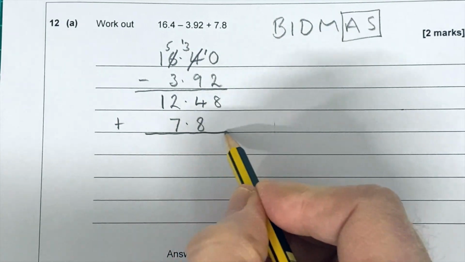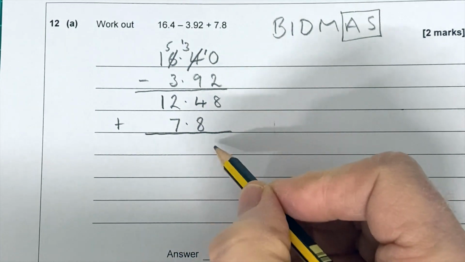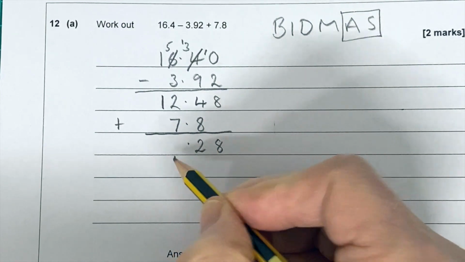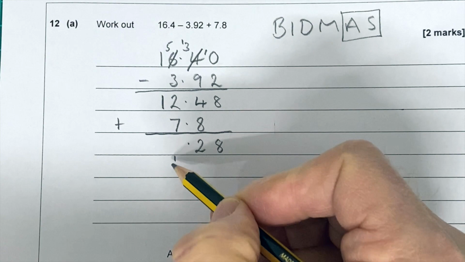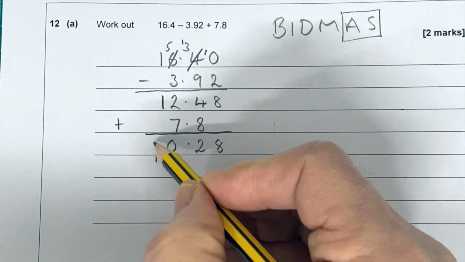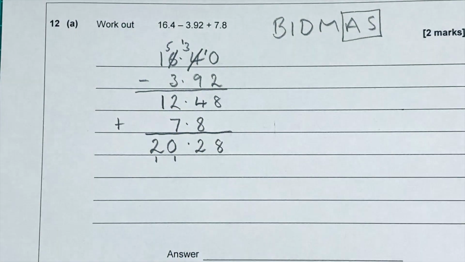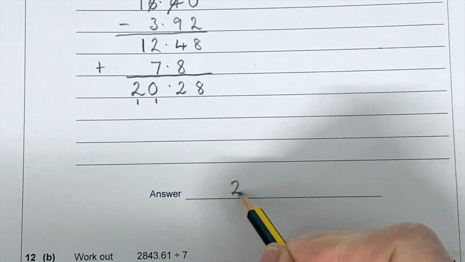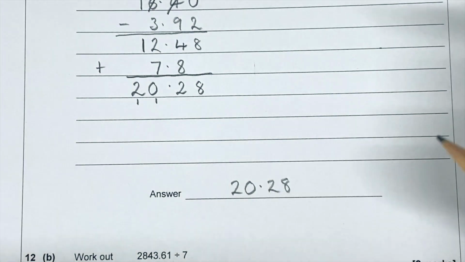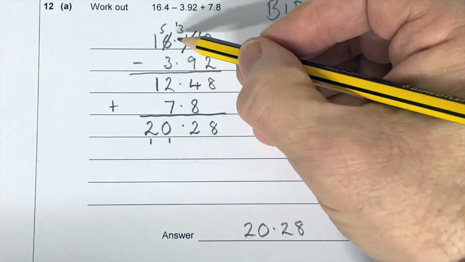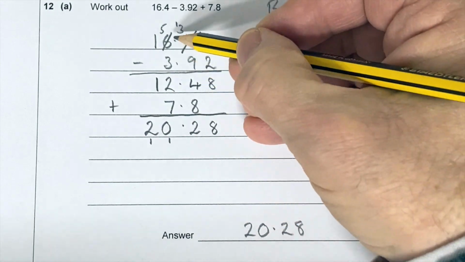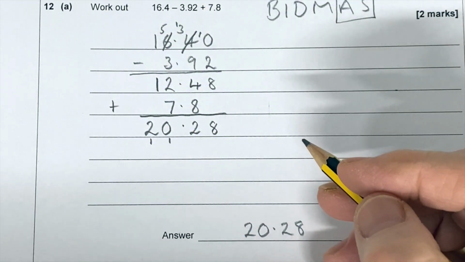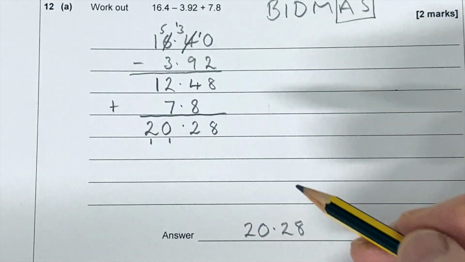We don't need to put a 0 this time. So 8 add nothing is 8. 4 add 8 is 12. So 2 there and 1 comes with us. 2 add 7 is 9. 1 more makes 10. 1 and 1 is 2. So the answer is 20.28. We'll put that in the right place. And the one thing I would point out to you is notice how I've kept the decimal points more or less in line. If you keep them in line, it's much easier to keep the columns well organized and you're less likely to make an error.